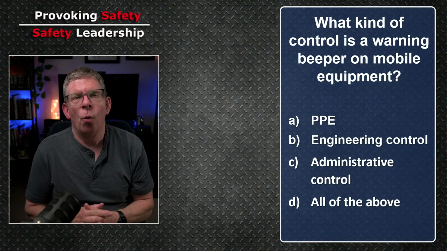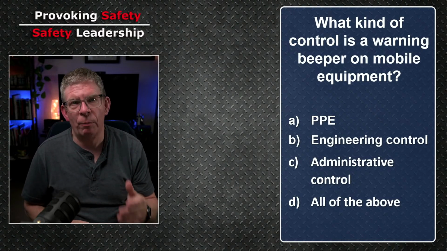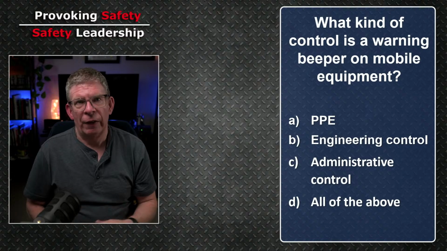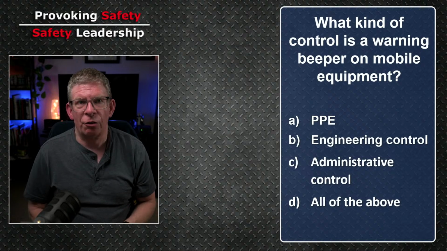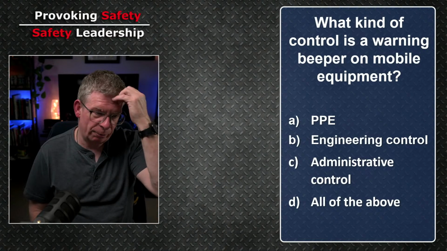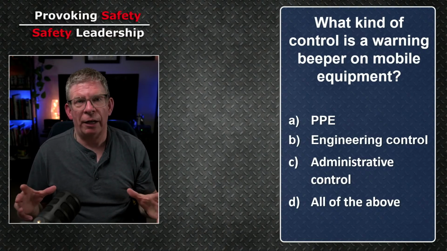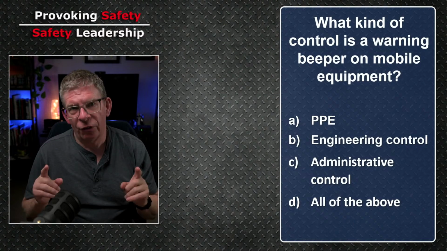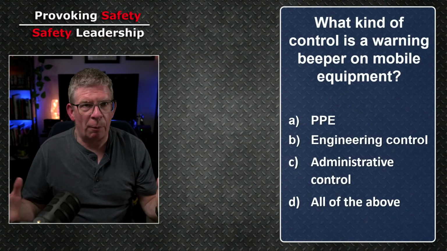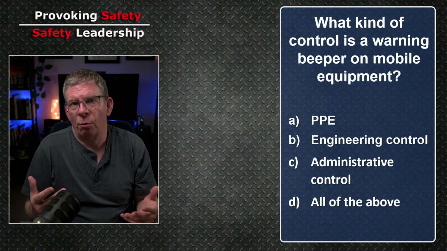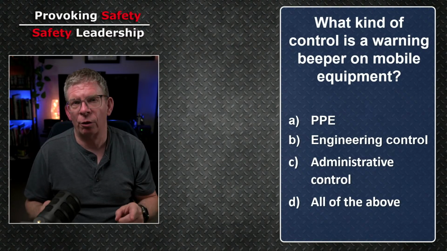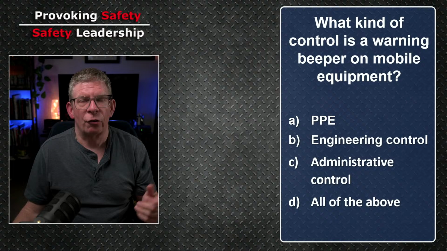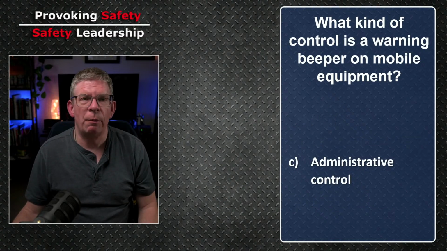Next question. What kind of control is a warning beeper on mobile equipment? Is it A, PPE, B, engineering control, C, administrative control, or D, all of the above? So once again, what's that beeping doing? Is that beeping forming a barrier? Is that beeping something that a worker would wear? Or is that beeping influencing and guiding and directing worker behavior? So the answer is C. It's an administrative control.